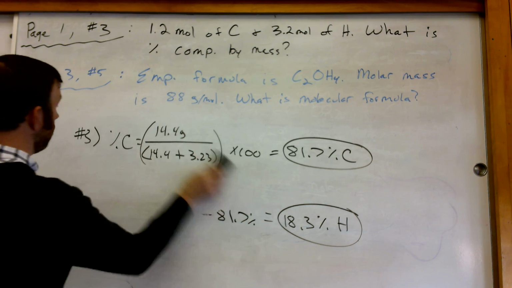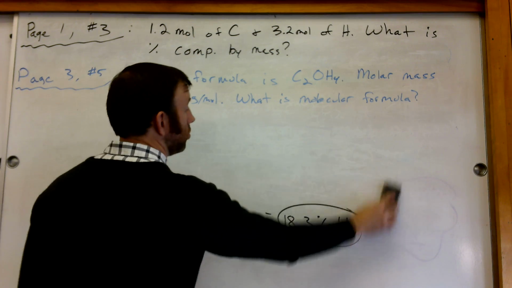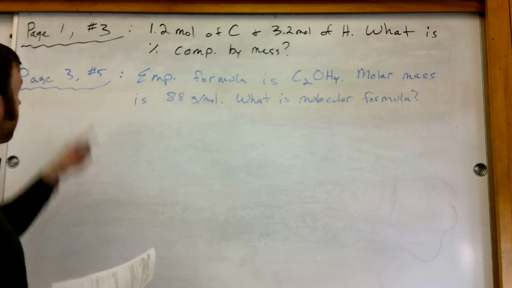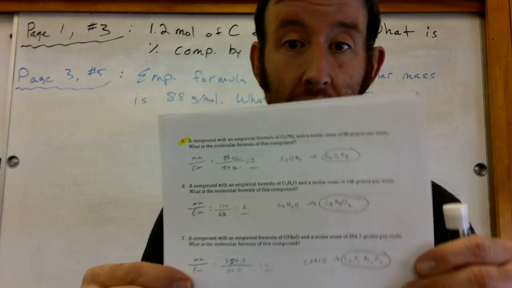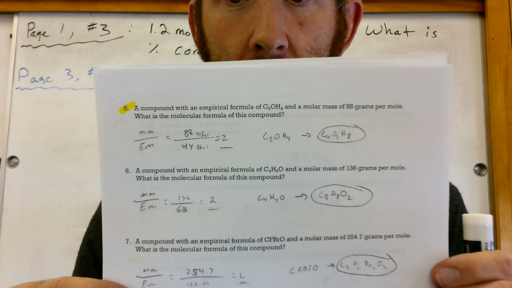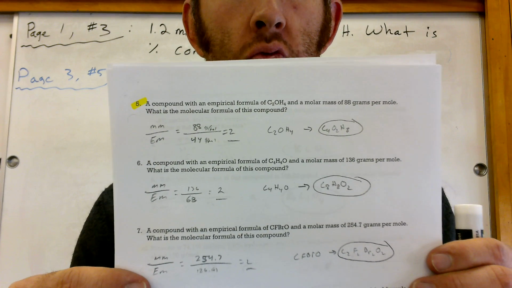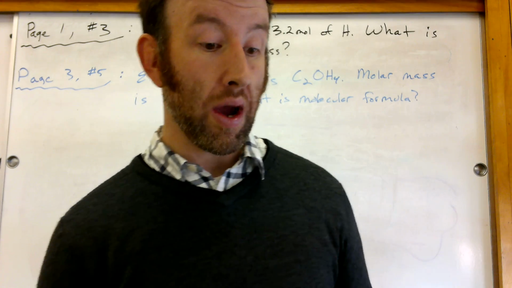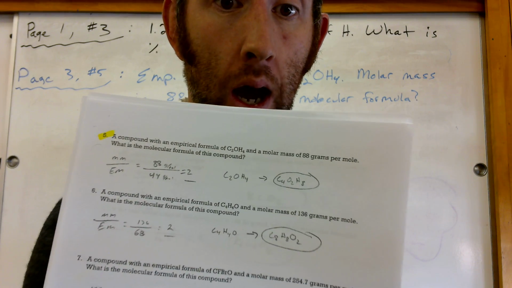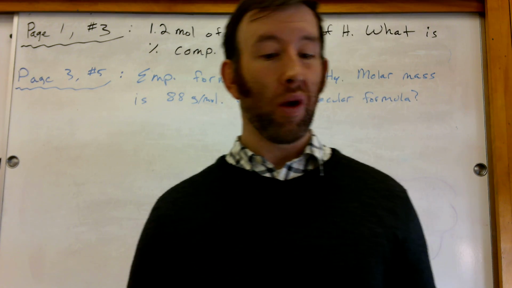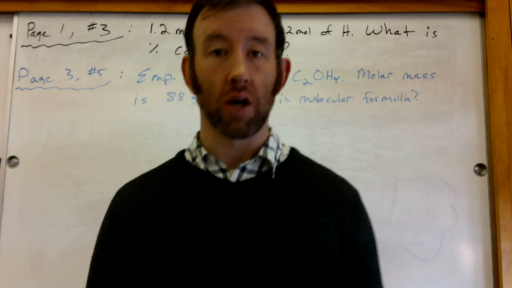All right. So we're going to move on to page 3, number 5. That's the one at the very top of that page, right? And it reads, a compound with an empirical formula of C2OH4 and a molar mass of 88 grams per mole, right? What is the molecular formula of this compound?